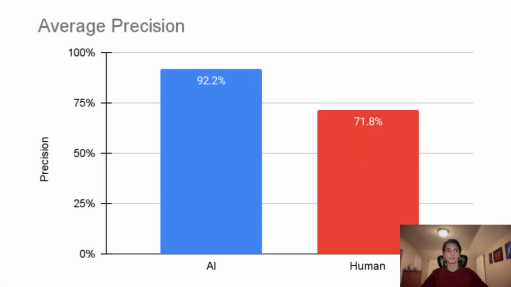For this next graph, there's the average precision. So from this, you can see that the AI had a higher precision with an average of 92.2%, while the humans only had a precision of 71.8%. From this, you can see that the AI was much more consistent in its categorizations of each image.